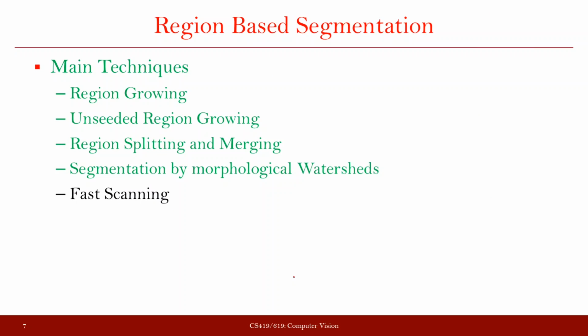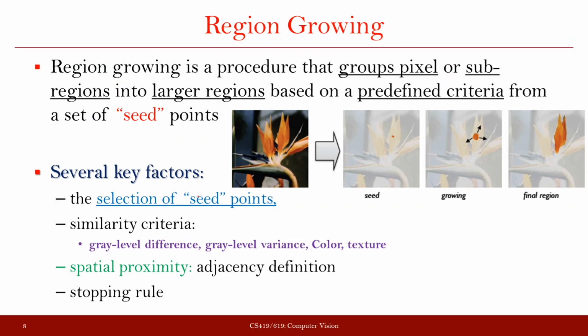Mainly we are going to discuss these techniques here: the region growing technique, the unseeded region growing technique, then the region split and merge technique, and then a technique based on watersheds. There's another technique which also falls in region based segmentation. It's called fast scanning, but we'll not see this in detail. Okay, so let us discuss the region growing technique. The concept is very simple here.